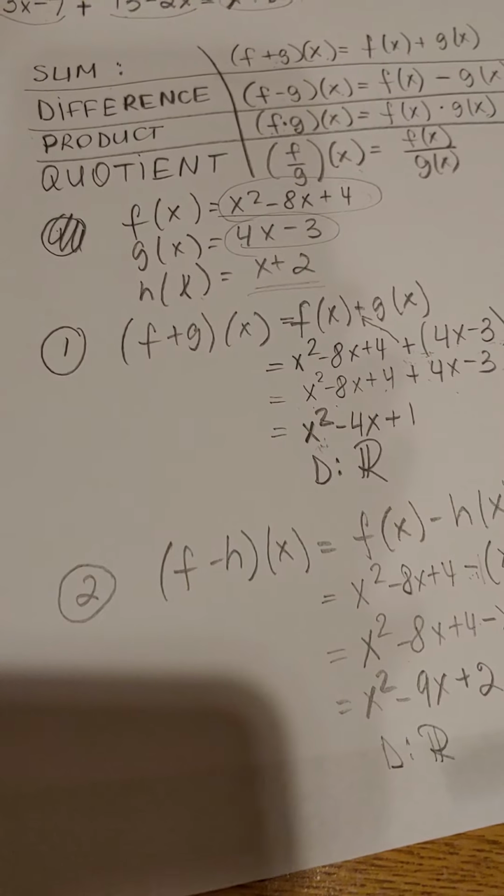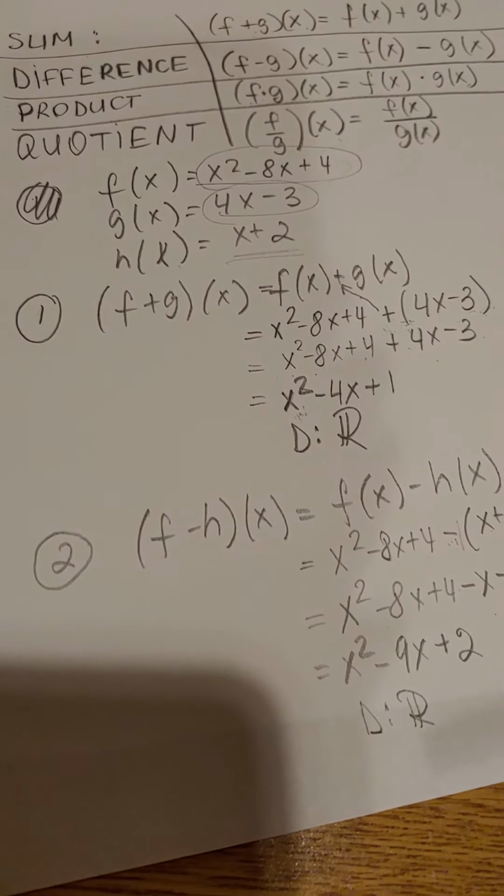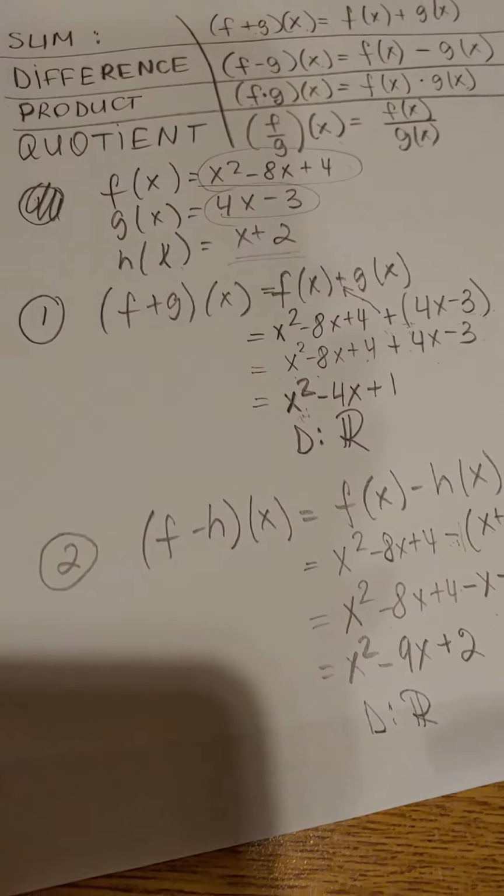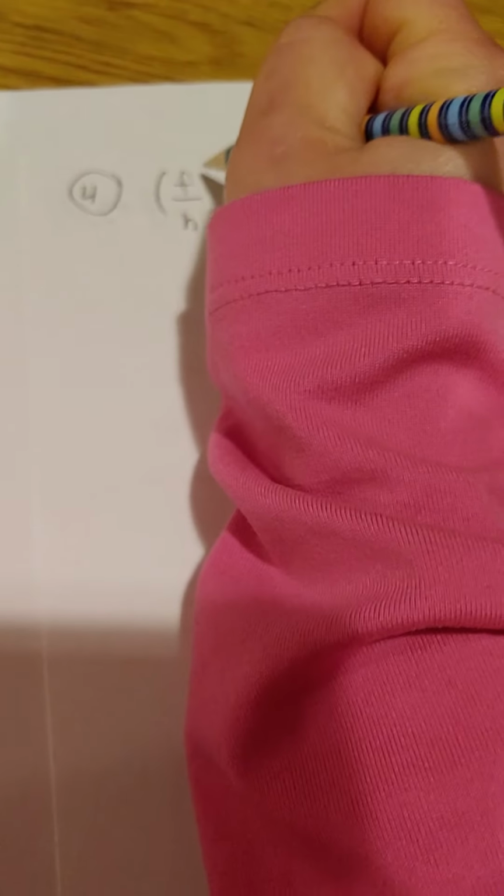And I'm going to go over number 4. Okay? Number 4. Sorry, my kids are talking.